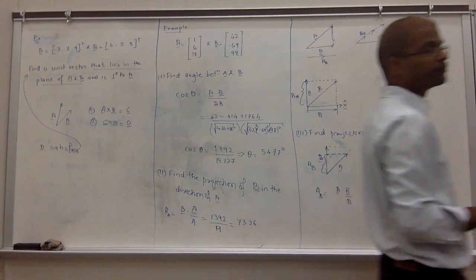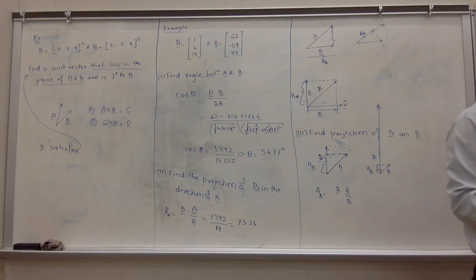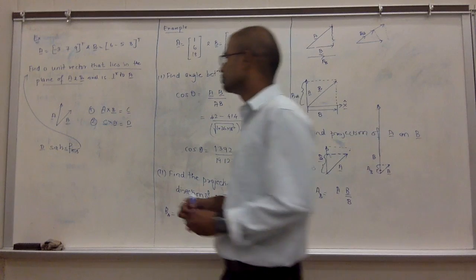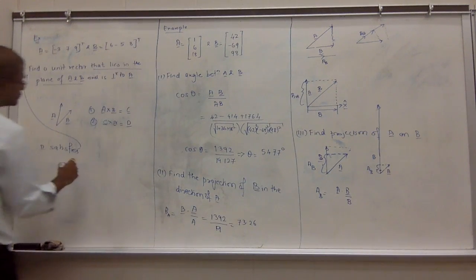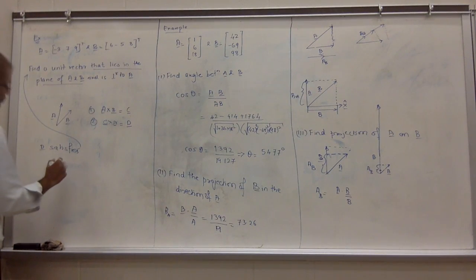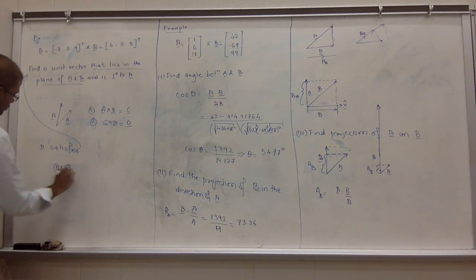To shorten that up, could you say A cross B cross B? Like A cross B in parentheses and A cross B? You can do that. You can do a triple product. So you can do A cross B, cross with A.